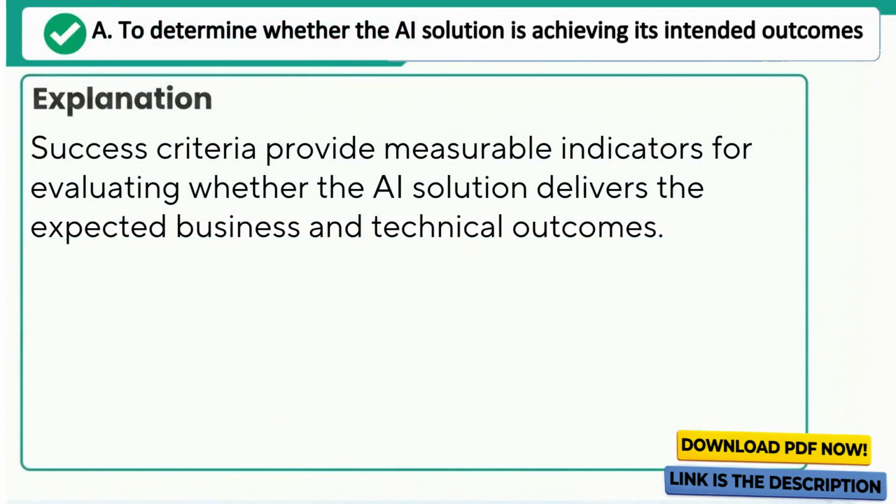Correct answer. A. To determine whether the AI solution is achieving its intended outcomes. Explanation. Success criteria provide measurable indicators for evaluating whether the AI solution delivers the expected business and technical outcomes.